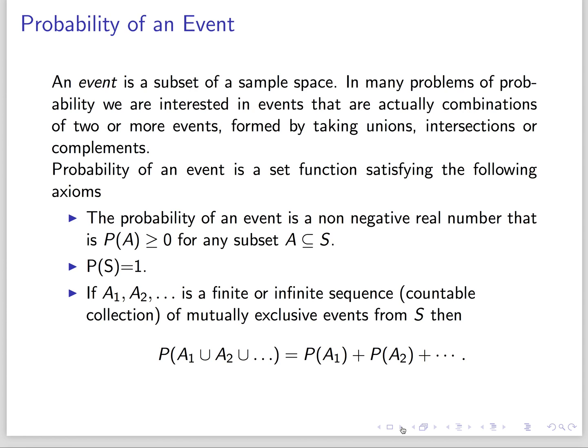Probability of an event is a set function satisfying the following axioms. The probability of an event is a non-negative real number, that is, probability of A is always greater than or equal to 0 for any subset A of S. Next, probability of the whole sample space is always 1, and if A1, A2 is a finite or infinite sequence of mutually exclusive events from S, then probability of their union is equal to the sum of their individual probabilities. Here one thing I want to mention: if A and B are two events such that A intersection B is equal to phi, then A and B are said to be mutually exclusive.